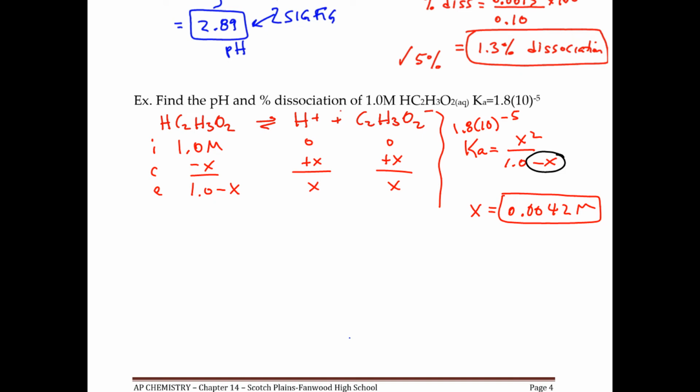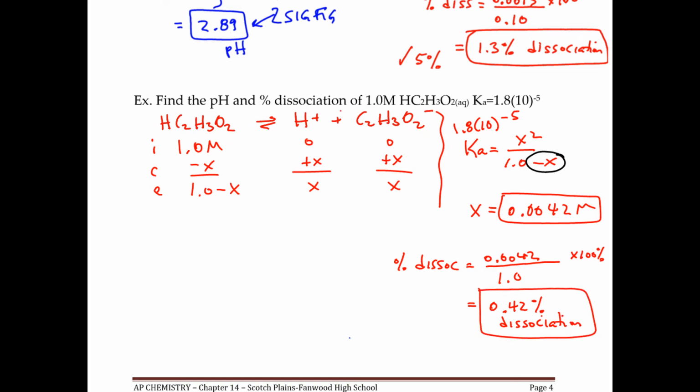So when we do our percent dissociation, it's x over original, so 0.0042 over 1 times 100. That's going to give you a 0.42% dissociation. And if we want to find the pH of this, pH is going to equal the negative log of the H plus, which was the 0.0042, and that's going to equal a 2.38, again with 2 sig figs, which are past the decimal.